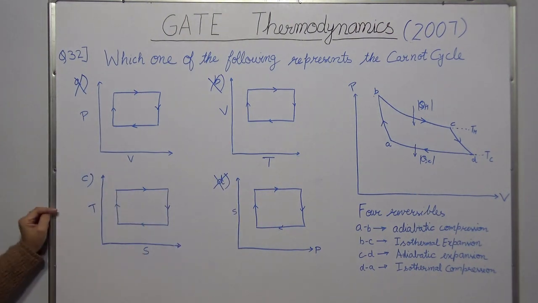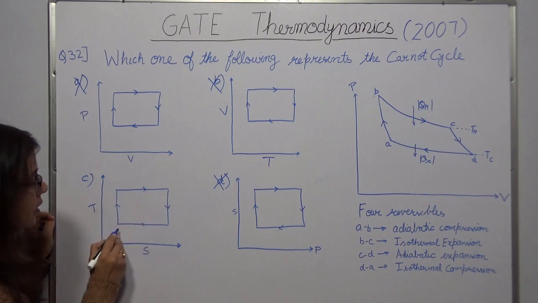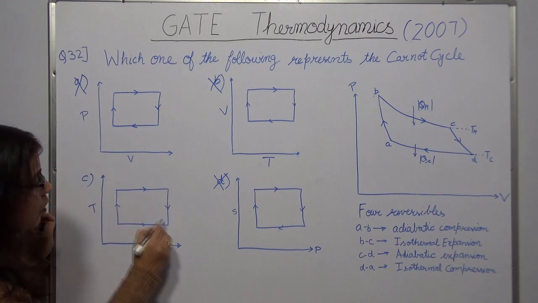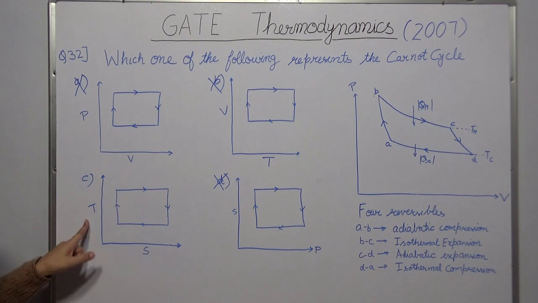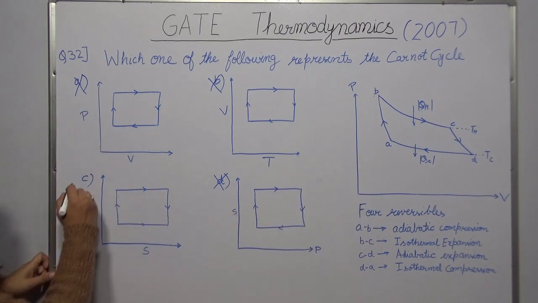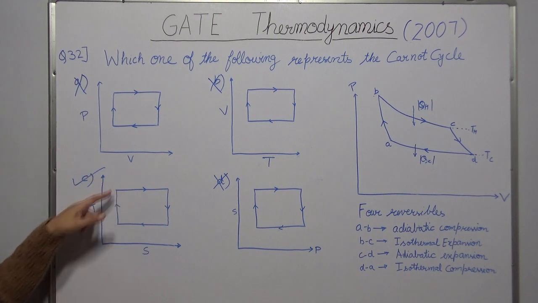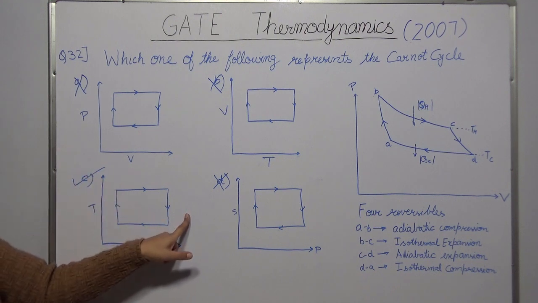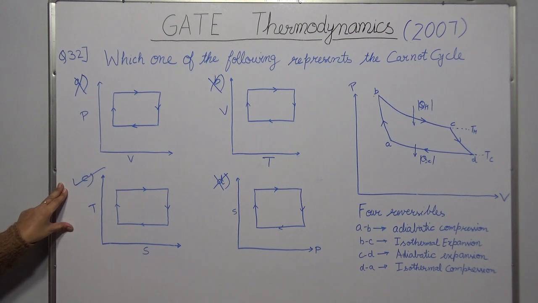Let's see option C. You have two constant temperature processes and you have two constant entropy processes. That's what we see over here. Okay. So your option C is correct. You have two isothermals and you have two isentropics. So this option C represents the Carnot cycle.